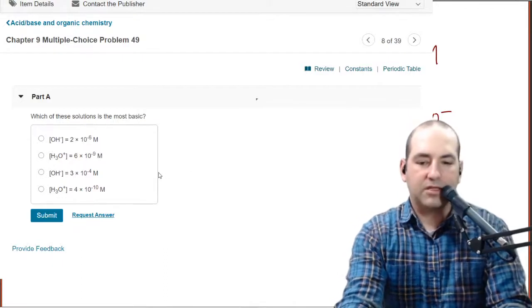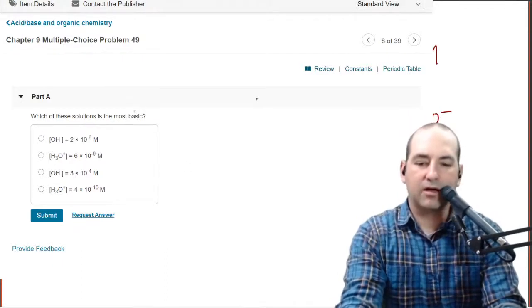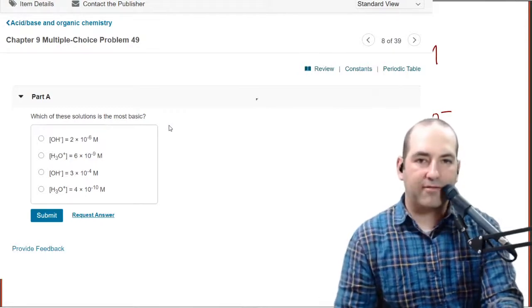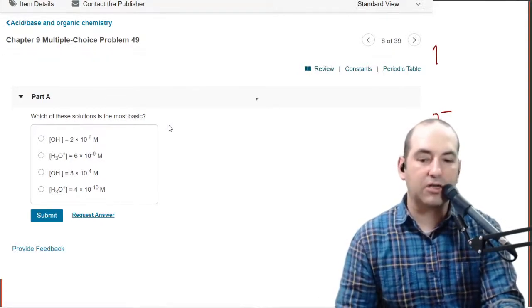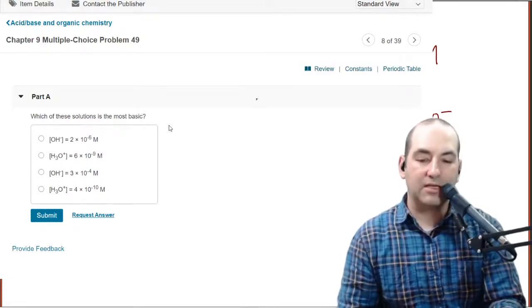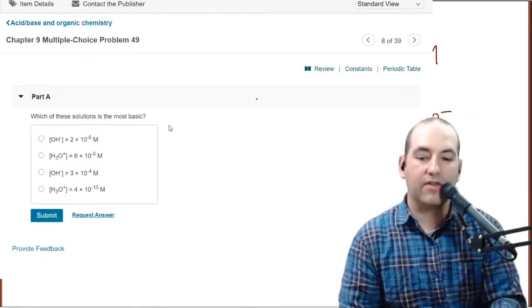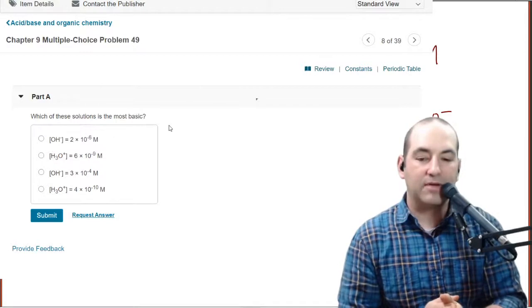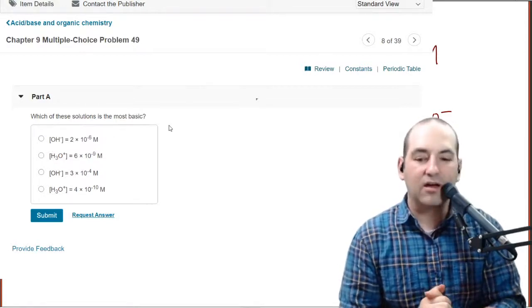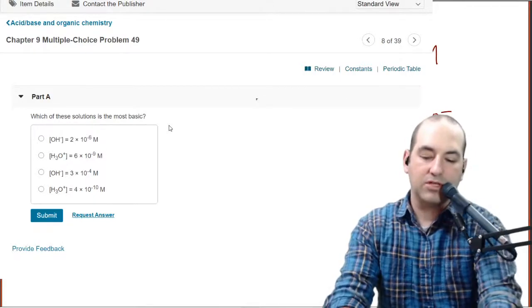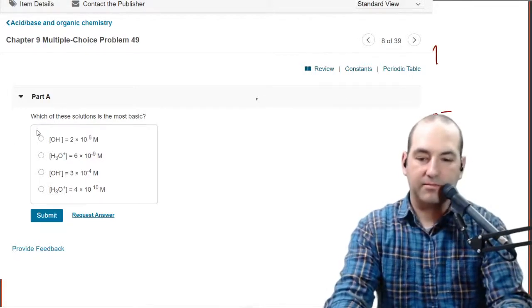So back to acid-base stuff, which solution is most basic? The most acidic solution is going to have the highest hydronium concentration and therefore the lowest hydroxide concentration. So the most basic is going to have either the lowest hydronium concentration or the highest hydroxide concentration. And because that's all fairly confusing, the easiest way to do that is to convert all of these numbers to pH. So let's do that.